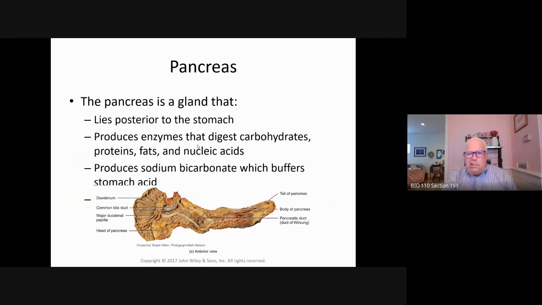It produces sodium bicarbonate, which buffers stomach acid. Remember, the chyme coming from the stomach is full of hydrochloric acid. And once it gets into the duodenum, it can cause an ulcer, otherwise known as a duodenal ulcer. If it wasn't for the pancreas buffering this acid with sodium bicarbonate, all of us would have a duodenal ulcer. So this is the pancreas, the big producer of enzymes.